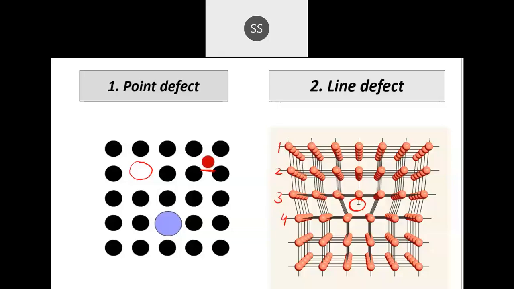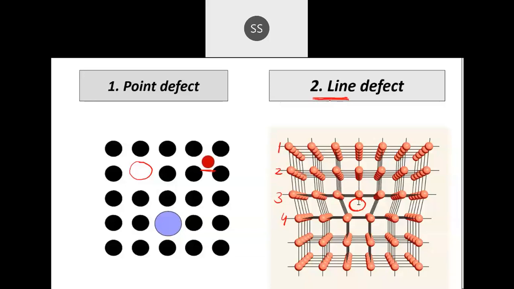I told you these defects are further classified into two: point defects and line defects. Point defect means a deviation happening at a lattice point, like at one point some atom has come, or at one point some atom has left the lattice. Line defect means an entire row, like the fourth row I had labeled 1, 2, 3, and fourth, where one whole row of atoms has gone missing.